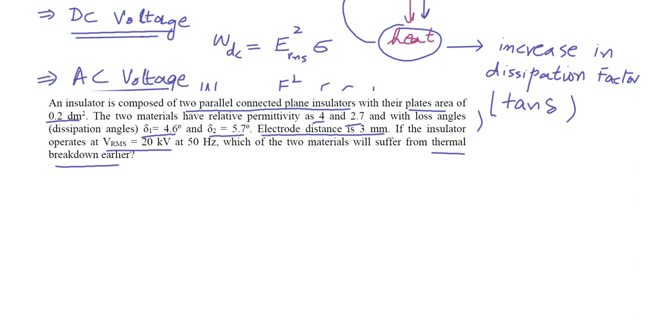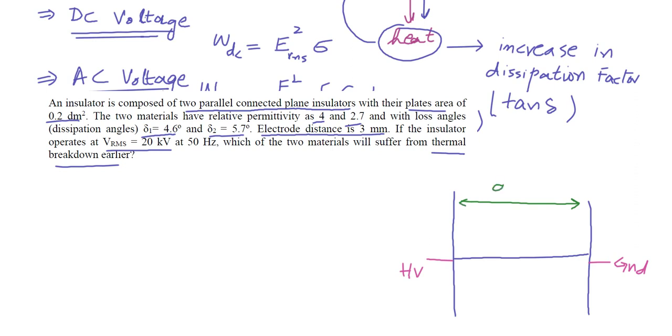The given geometry is like this. Here we have HV, for example, and here we have ground, and the electrode distance D is equal to 3 millimeter, or this is equal to 0.3 centimeters, and the voltage applied is 20 kV, which will be the voltage across both insulators.